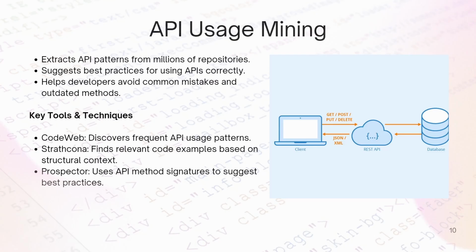One of the most widely used API mining tools is CodeWeb, which mines large code bases to find common API usage sequences. Similarly, Prospector recommends method sequences by analyzing how APIs have been used in existing software projects. Strathcona, another API mining tool, takes a structural approach by finding API usage examples that match a given program structure. These tools collectively enable developers to write better code by learning from previous implementations.